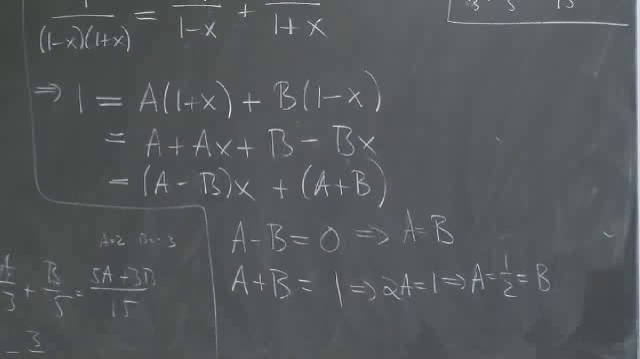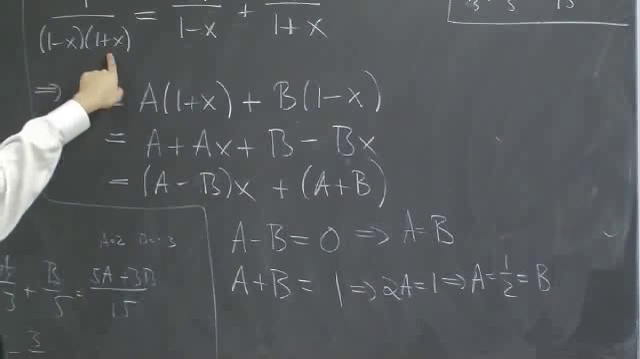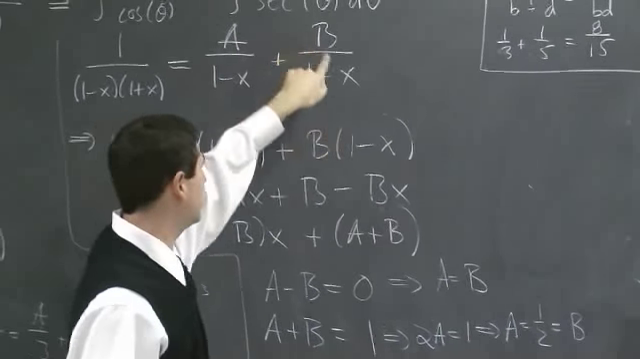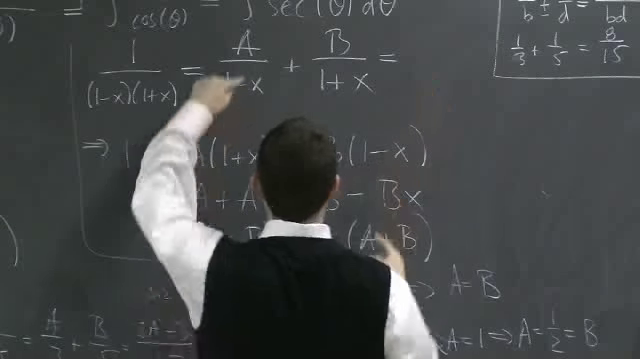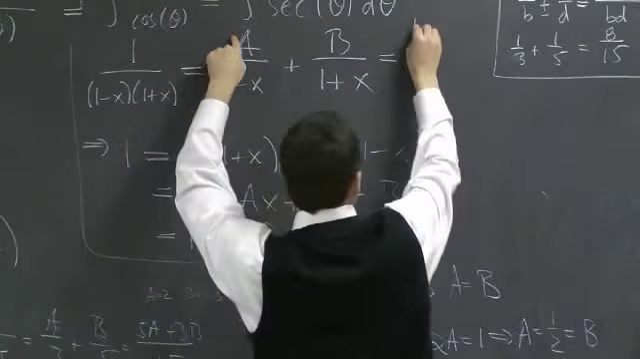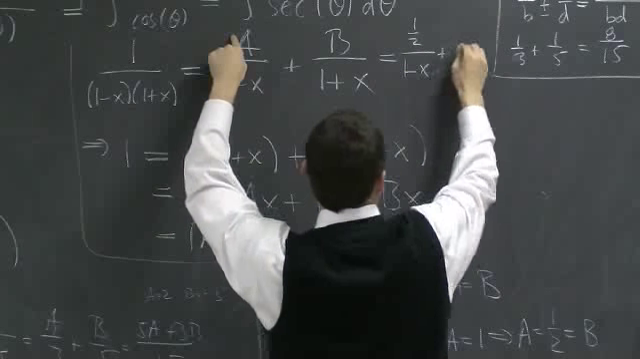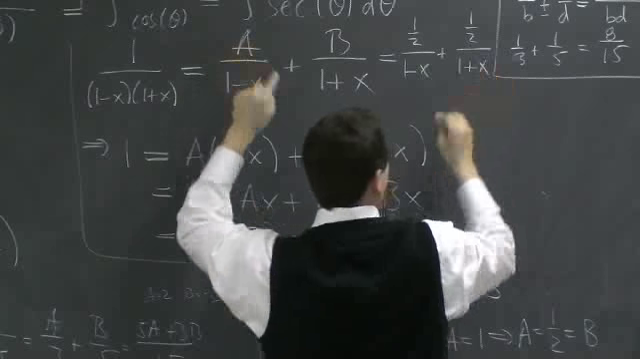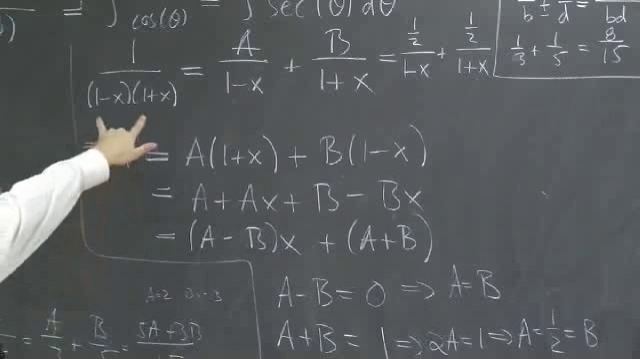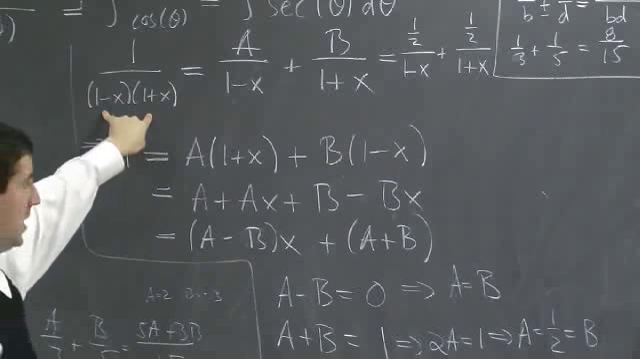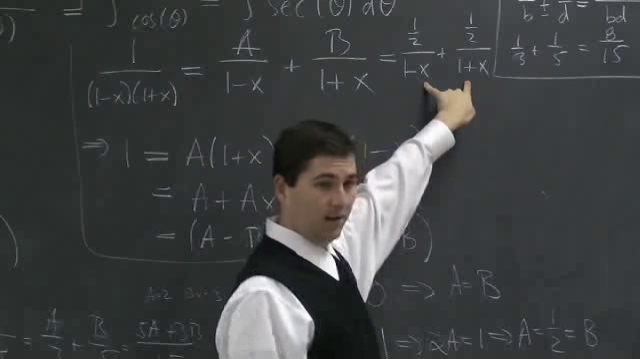We have found the one and only one way of breaking up 1 over 1 minus x times 1 plus x as something over 1 minus x plus something over 1 plus x, where something is a real number. So this is, right? Well, a is a half over 1 minus x, and b is a half over 1 plus x. And now we're in really good shape, because whereas we didn't know how to integrate the left-hand side, we know exactly how to integrate the right-hand side.